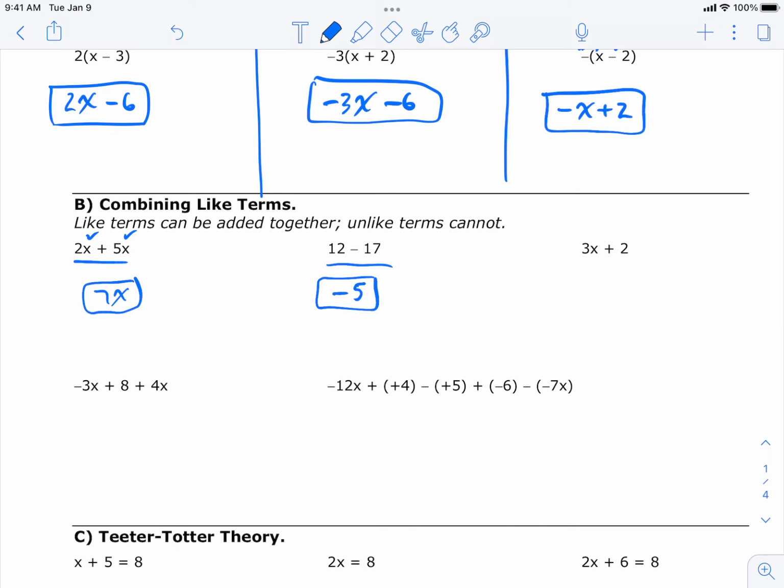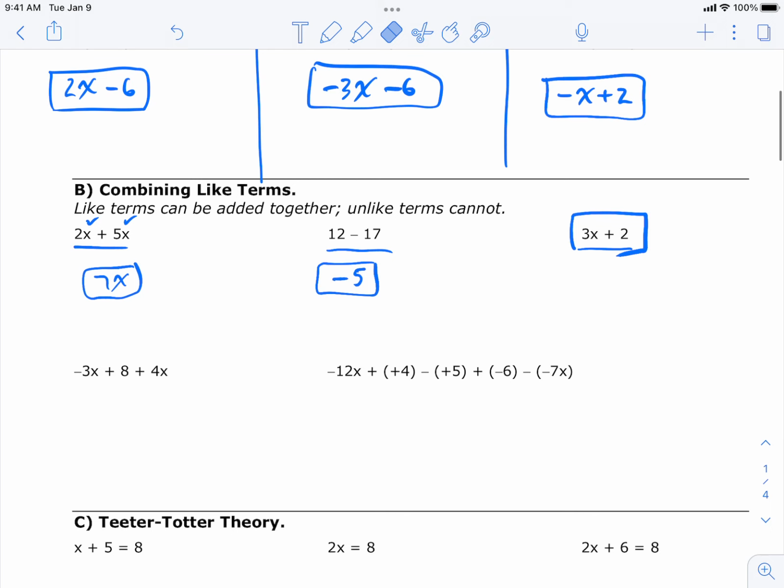Over here, 3x plus 2. That is not 5 of anything. Those are not like terms. Leave it alone. It's done. That's counting x's, but that's a pure number. That's not really counting anything, I guess. 3x and 2 are not like terms. They do not get added together. Just leave it like that. 3x plus 2. You're done.